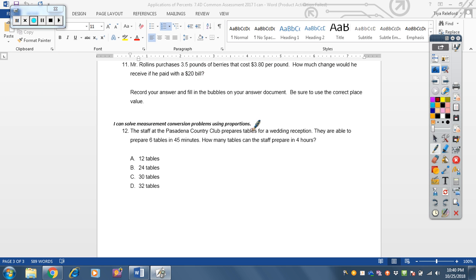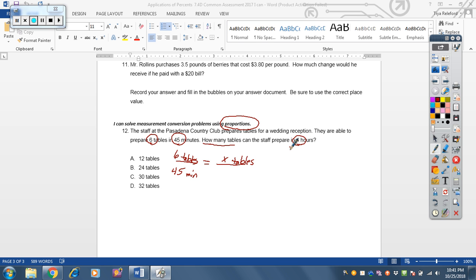The staff at Pasadena Country Club prepares tables for a wedding reception. They are able to prepare 6 tables in 45 minutes. How many tables can the staff prepare in 4 hours? So this is a proportion problem. And if you're not sure, it tells you right above it. I can solve measurement conversions using proportions. So we're saying 6 tables in 45 minutes. We want, that means the other side of my proportion has to have tables and minutes. I don't have minutes or tables. I have hours, right? My question says how many tables, so that's going to be my x tables.